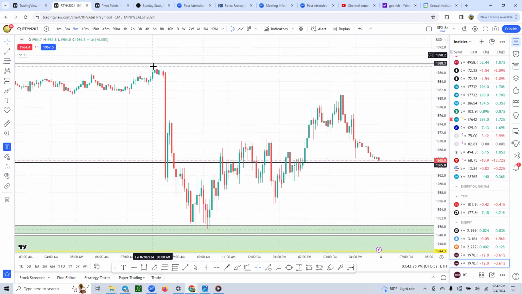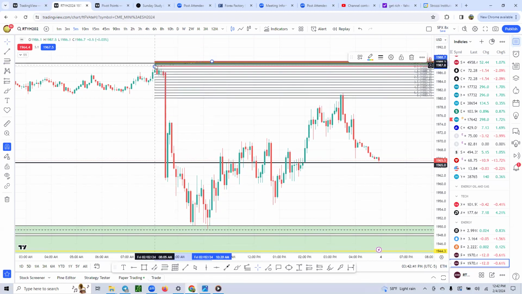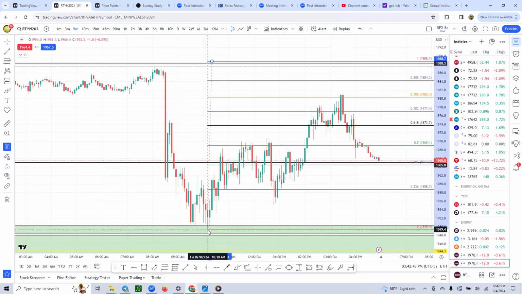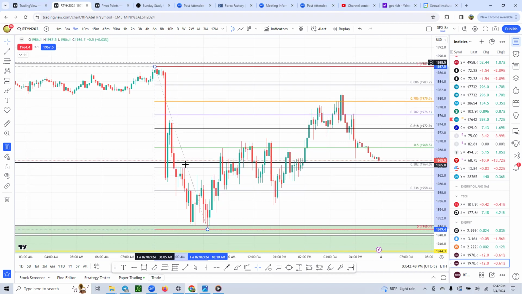All right, so I was like, let me measure this area from here to here using the fib. Because a lot of times what we'll see is price will retrace up 50% and then keep on coming down. So when I was in this, I was like, okay, let me take it up to the 702, because ICT talks about the area between the 618 and the 702 being the golden ratio zone.